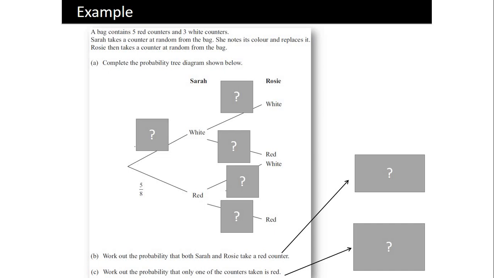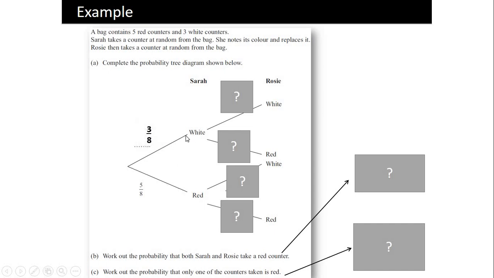So Rosie then takes a counter at random from the bag. Complete the probability tree diagram. So on the first branch then, we have Sarah's pick, and Sarah can pick either a white counter or a red counter. So we write this at the end of the branch. So the probability that she takes a red one, with 5 counters out of the 8 in total, is 5 eighths. Probability of a white counter, 3 out of the 8, so this would be 3 eighths.